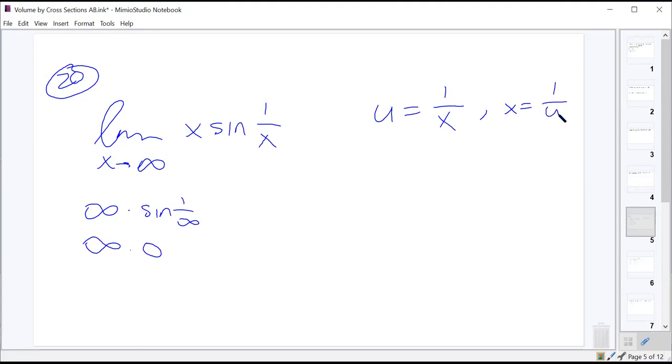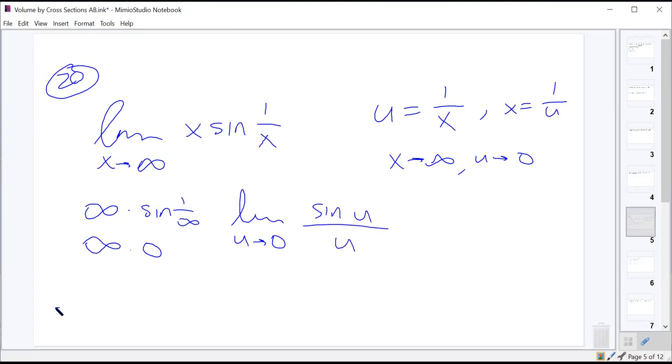And as x goes towards infinity, what does U approach? U should go to 0, right? So we have the limit as U approaches 0 of sine of U times 1 over U, which would just be sine of U over U. And that's one of our limits that we just know, right? That's the limit as U approaches 0 of sine U over U. That's one we should just have memorized.